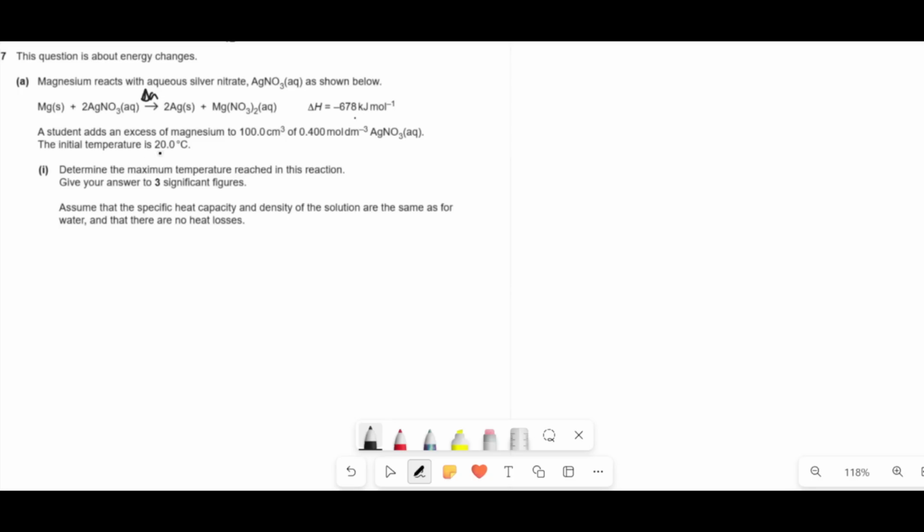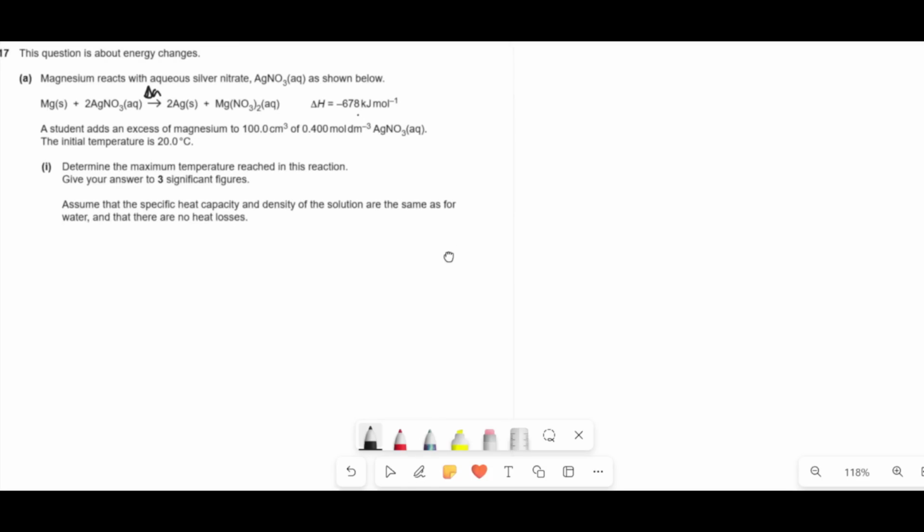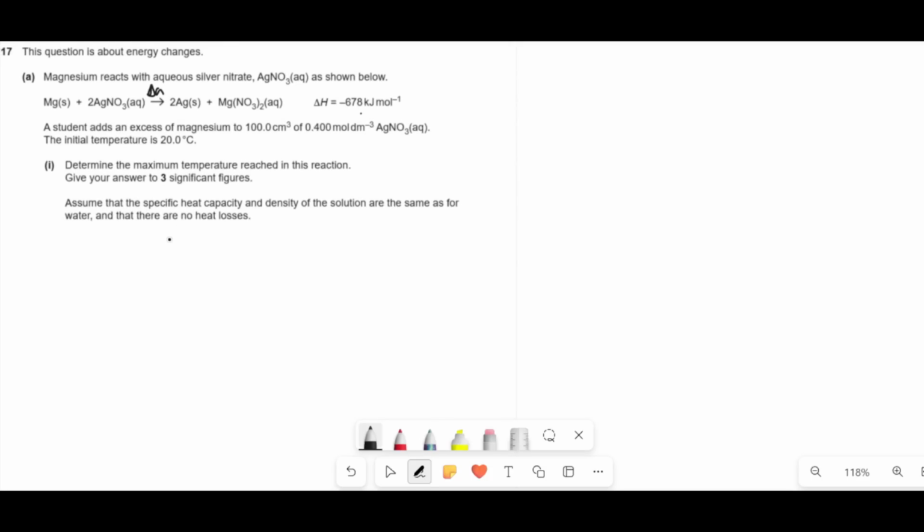They've told you a student adds an excess of magnesium to this much AgNO3 and the initial temperature is 20 degrees Celsius. Give the maximum temperature reached in this reaction, and then your answer to 3 significant figures. Assume that the specific heat capacity and density of the solution are the same as water, and assume that there's no heat losses. Right, so in here, we're talking about working out enthalpy changes in the laboratory, and the only way you can do that is by calorimetry, which is Q equals mc delta T, right?